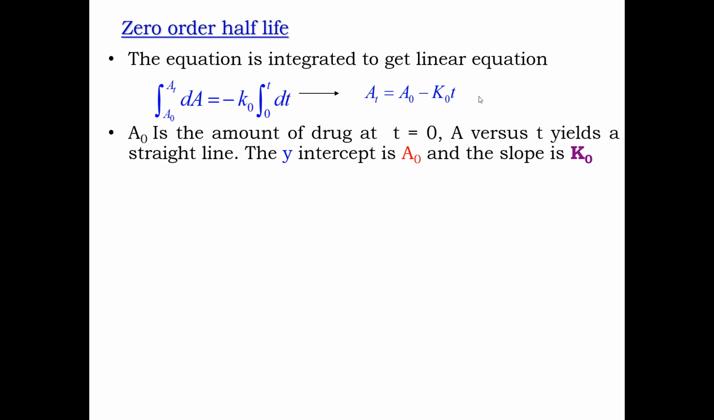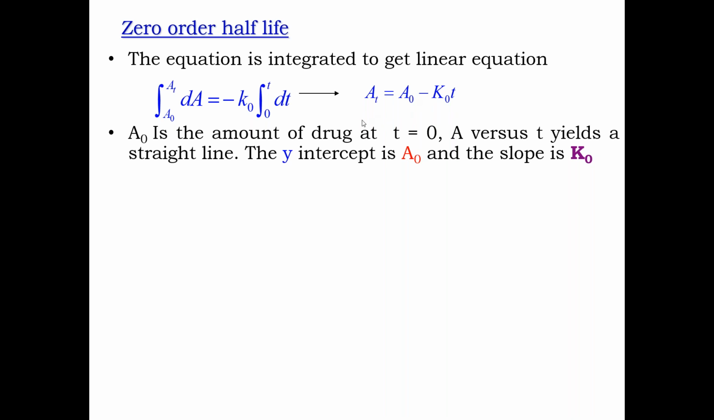Okay, so for the straight line, I was trying to write, but I had some technical problem and I'm not able to write here. So y is equal to mx plus c, where m is the slope and x is the x-axis. So k naught is the slope and t is the x-axis. So y is equal to mx plus c, and a naught is equal to c.